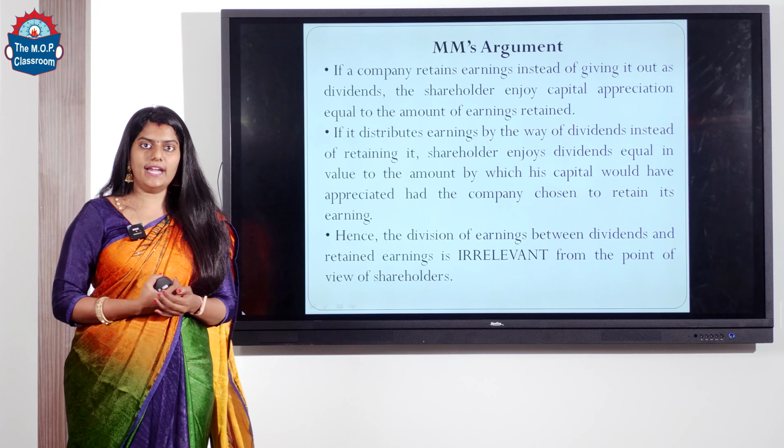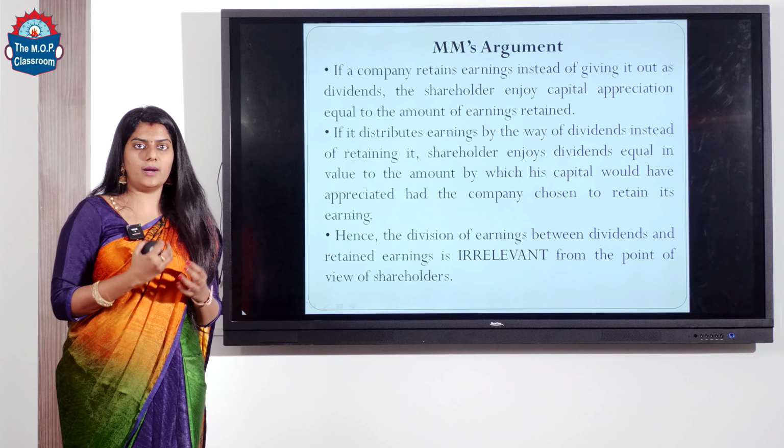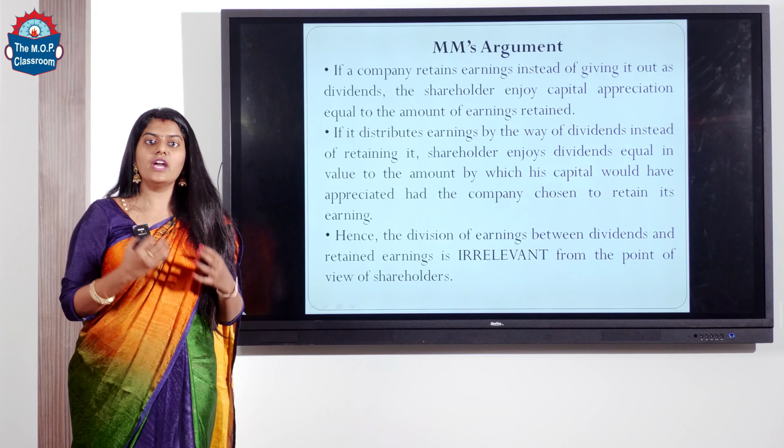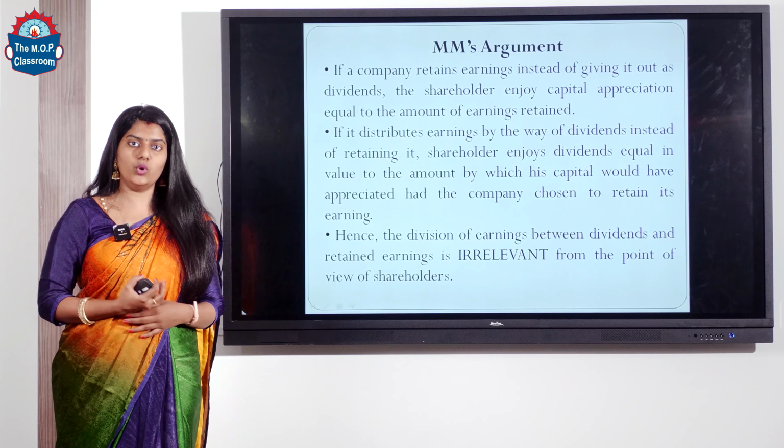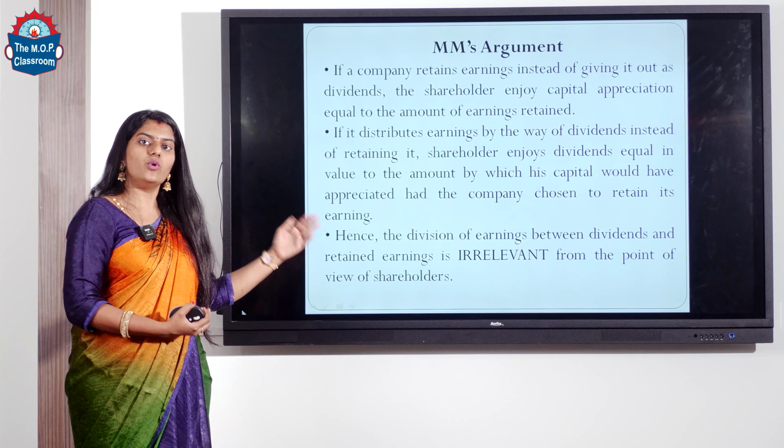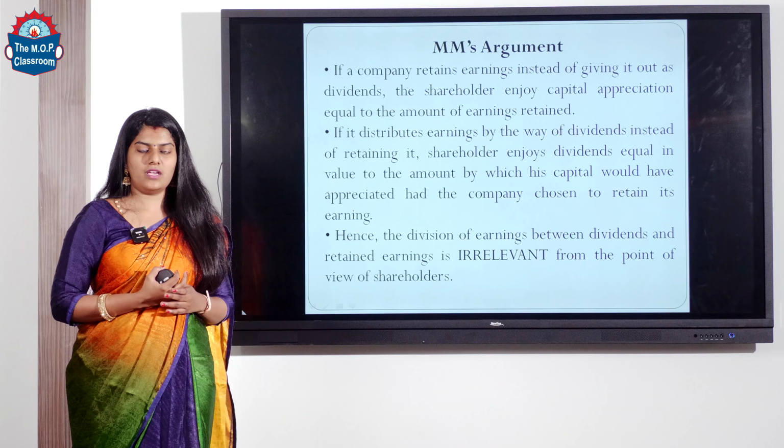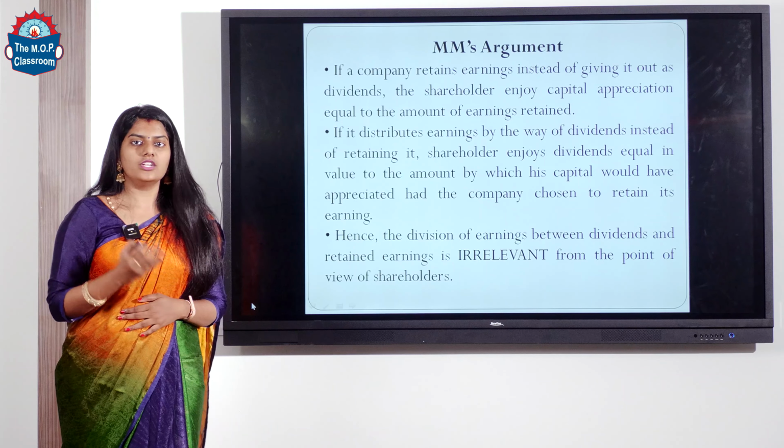The MM approach states that if a company is going to hold a certain amount of money and retain it for itself in order to invest in a different avenue, what happens is the value of the particular share increases, but there is no dividend given to the shareholders.